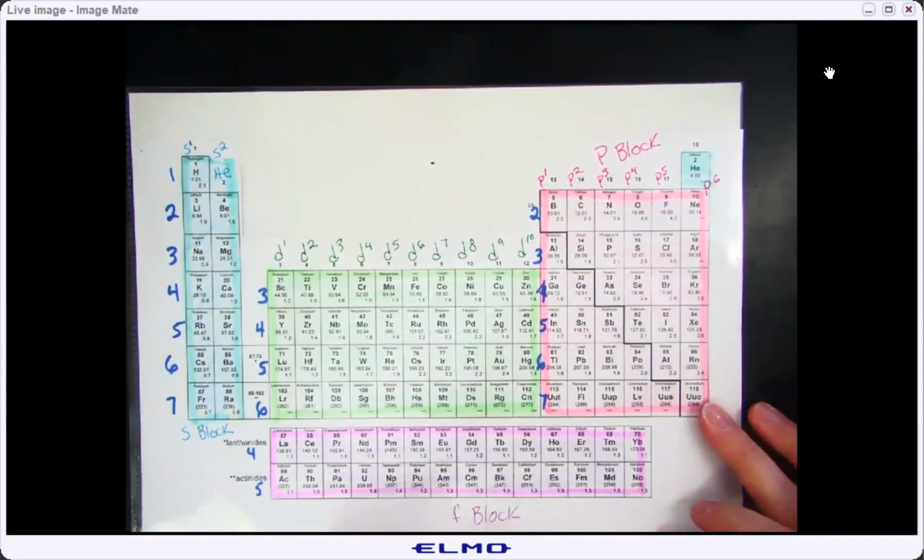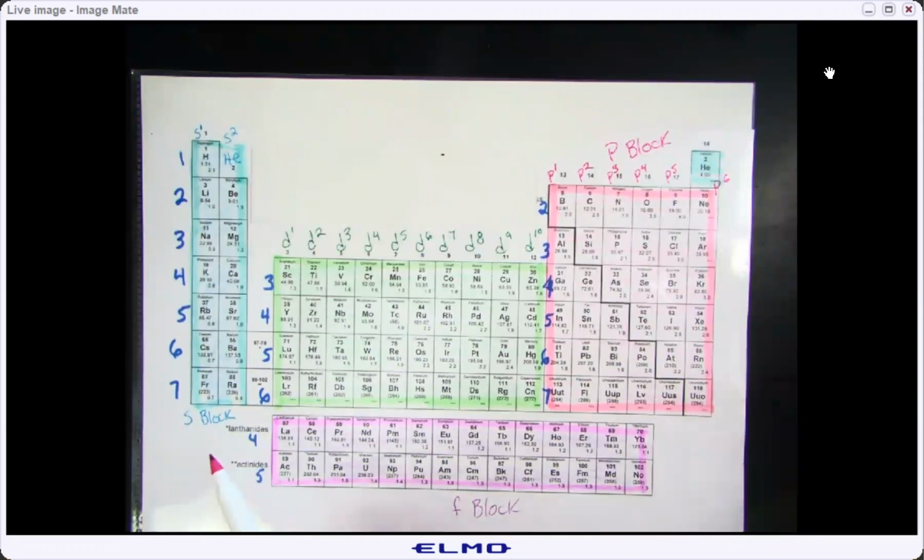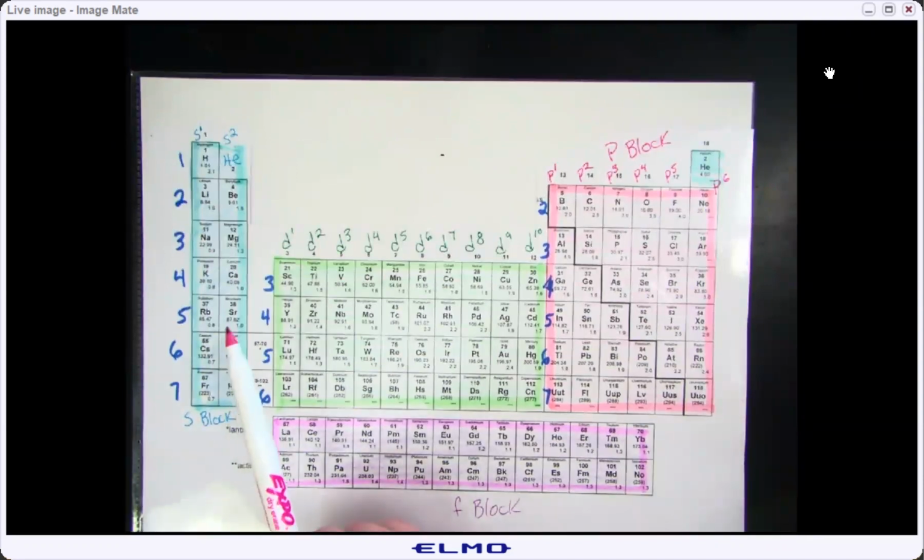There are four basic sections that the periodic table is broken down into. First, we have what's called the S block. Elements that fill in their last electron here will fill into either the S1 or the S2 of their principal quantum number, which is their energy level.